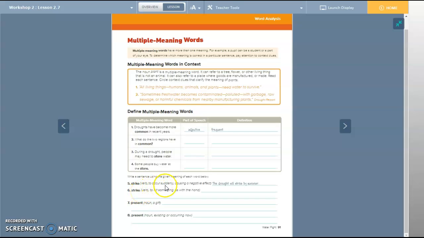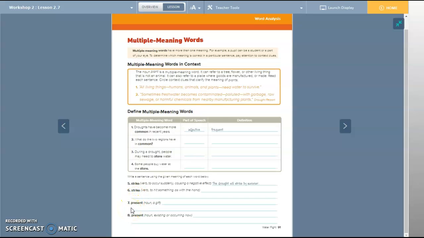Strike is a verb, to occur suddenly, causing a negative effect. The drought will strike by summer. Strike, verb, to hit something as with the hand. So in my mind, this would be like to strike a match, right? So you need to put a sentence for the word strike.